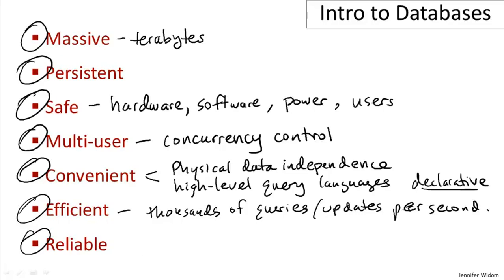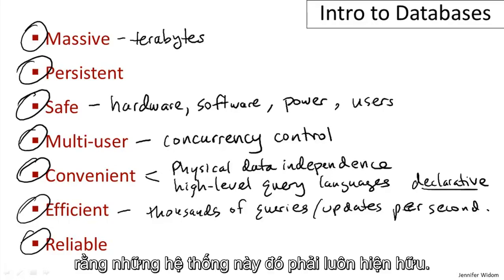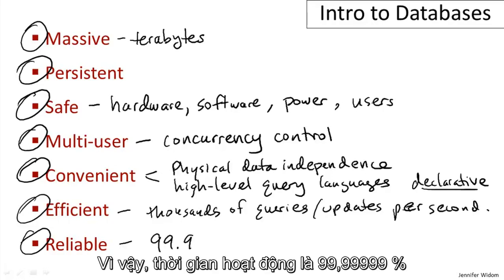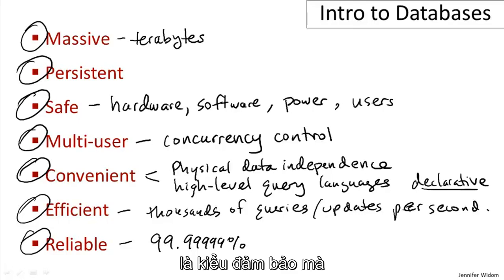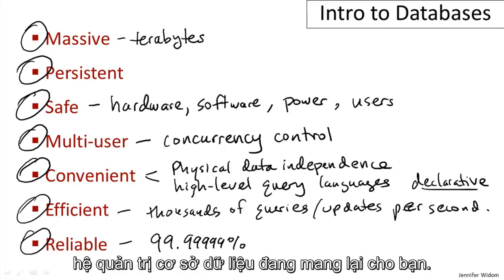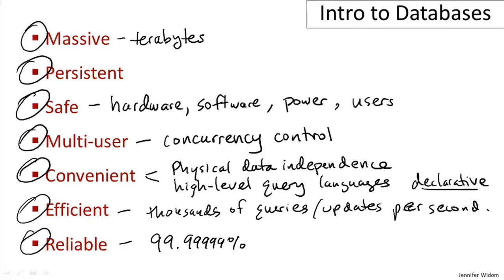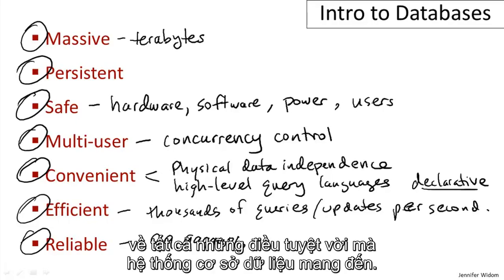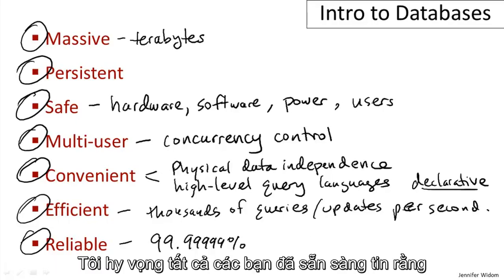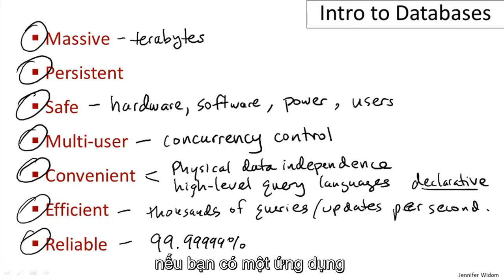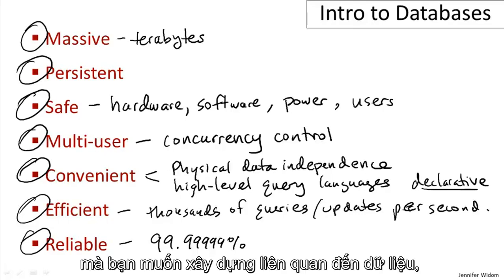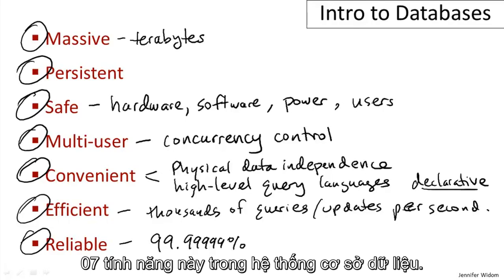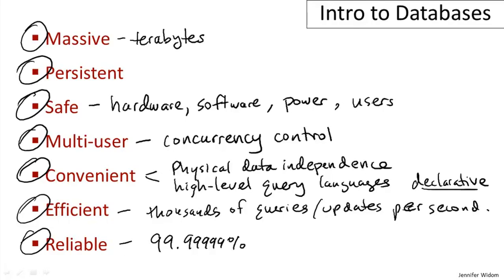Again, looking back at, say, your banking system or your telecommunications system, it's critically important that those are up all the time. So 99.99999% uptime is the type of guarantee that database management systems are making for their applications. So that gives us an idea of all the terrific things that a database system provides. I hope you're already convinced that if you have an application you want to build that involves data, it would be great to have all of these features provided for you in a database system.